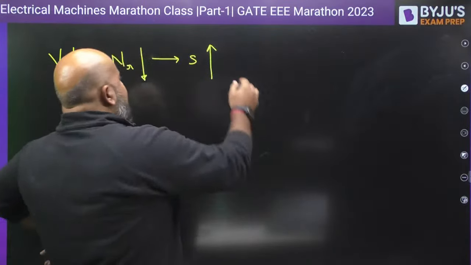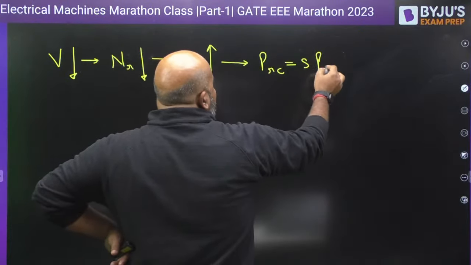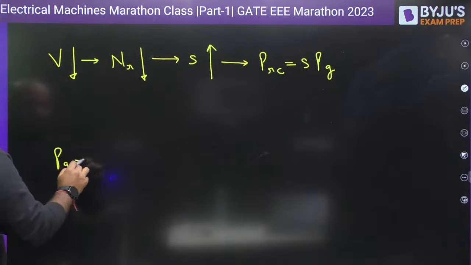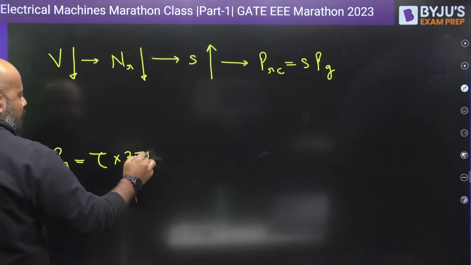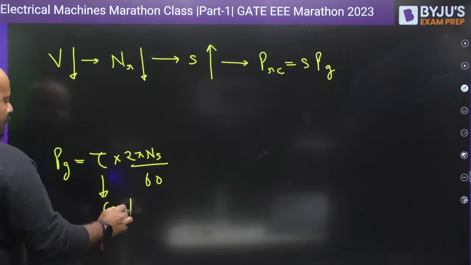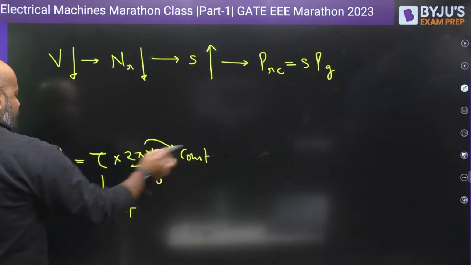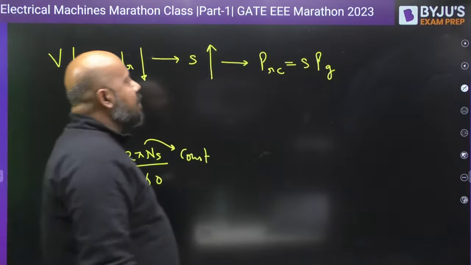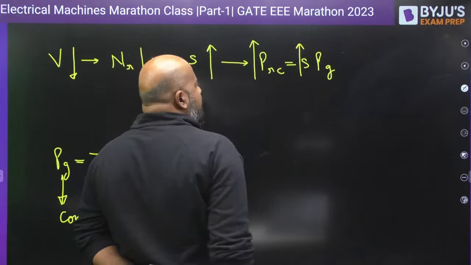Now, if slip increases, what about the rotor copper losses? These are slip times air gap power. Air gap power is given as torque multiplied by 2 pi Ns upon 60. Torque is constant, and frequency and number of poles are not changing, so Ns is also constant. Yes, air gap power is constant. So if the slip increases, rotor copper losses increase.